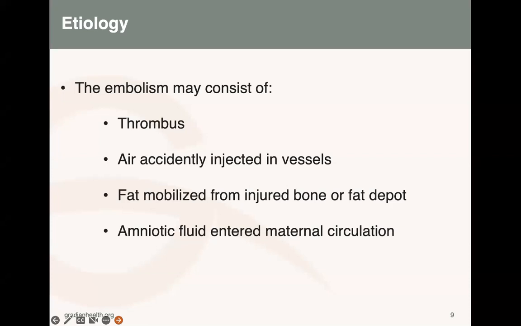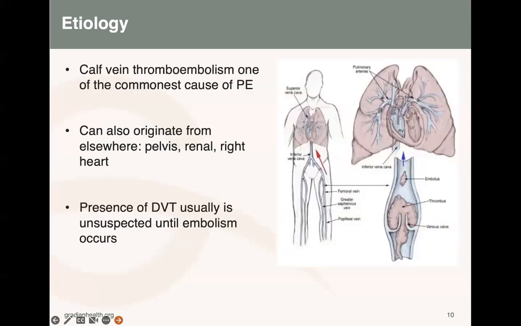But it can also be fat, and fat can result from injured pelvic bones or long bones. The sources can be amniotic fluid, which enters the maternal circulation, but it can also be bacteria, which we call septic emboli, or it can result from tumor cells, whereby we say tumor emboli. Next slide, please.